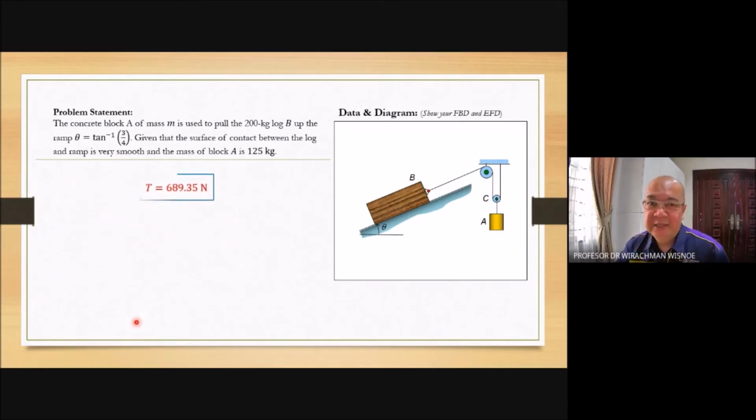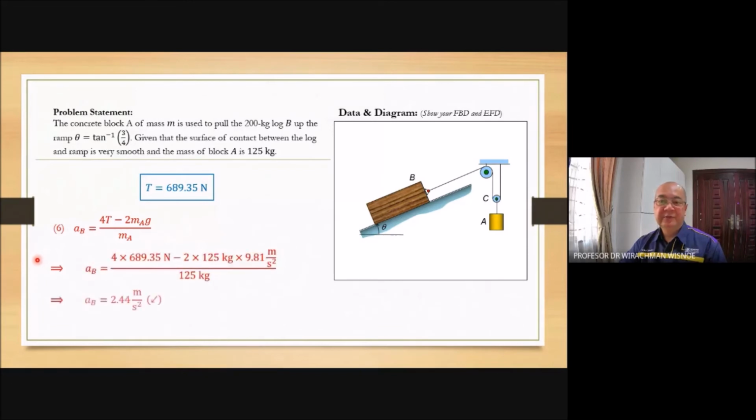You obtain the value of T, the tension on the cable, 689.35 Newton. Now you want to obtain the value of the acceleration. You have the expression from equation number 6. You put the values and you obtain AB. Positive means it is directed downward to the left following the ramp. The value of AA is half of AB, and negative direction means AA is going up, while this one is going down.